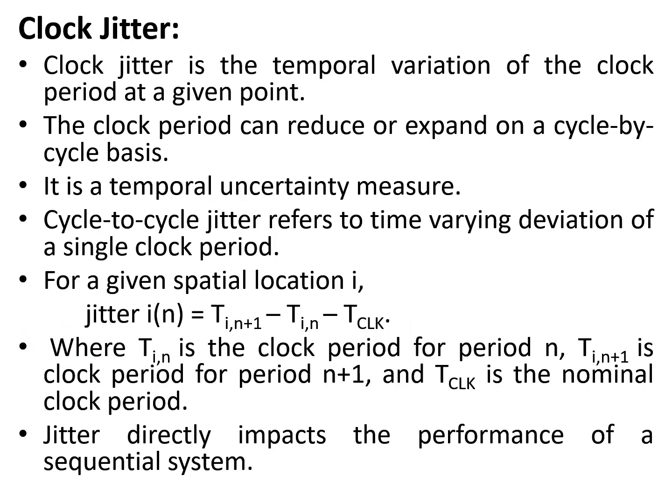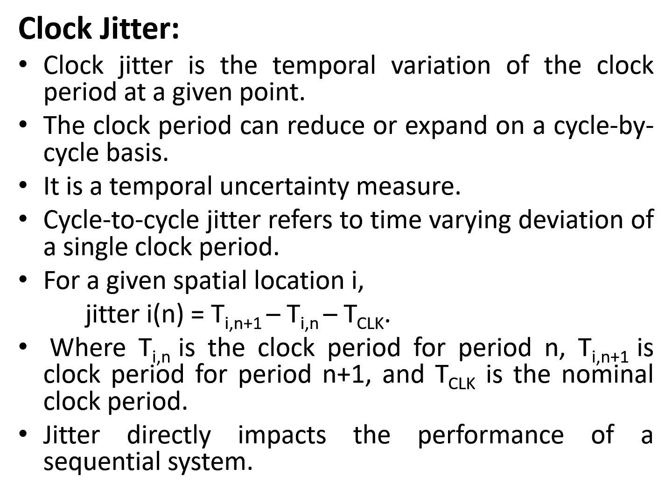Clock jitter. Clock jitter is the temporal variation of the clock period at any given point. The clock period can reduce or expand on a cycle by cycle basis. It is also called a temporal uncertainty measure. The cycle to cycle jitter refers to the time varying deviation of a single clock period.